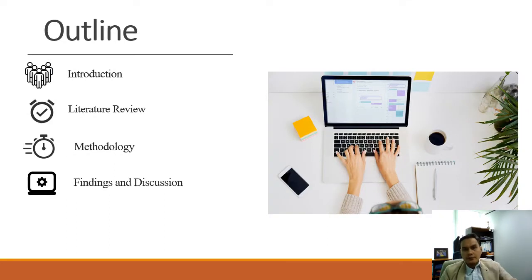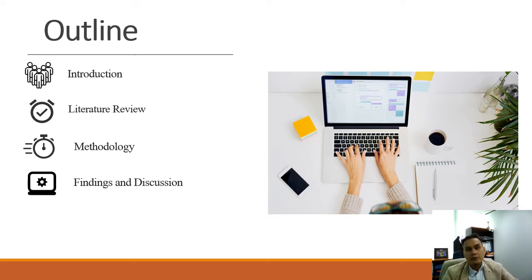Okay, so before we start, this is the outline of my presentation. So I'm going to divide it into 4 different sections. So we start with introduction. We are going to look at several definitions of ODL, and then the need to have ODL. And then we proceed with the literature review. So we are going to look at the several factors, or independent and dependent variables, related to this study.